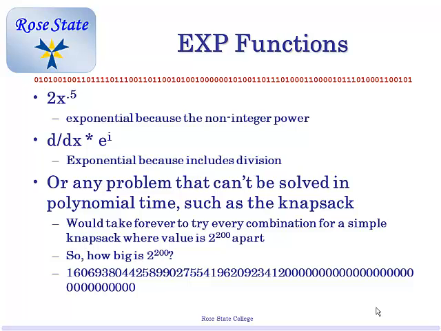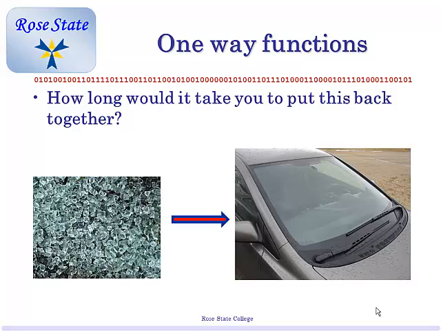All right, now let's talk about hash functions. This actually pertains to forensics as well. Some people have a hard time understanding what a hash function is, or a one-way function. How long will it take to put this windshield back together? Could it be done? I say no, because you can't go backwards. A hash function cannot be done backwards. You cannot decrypt it.